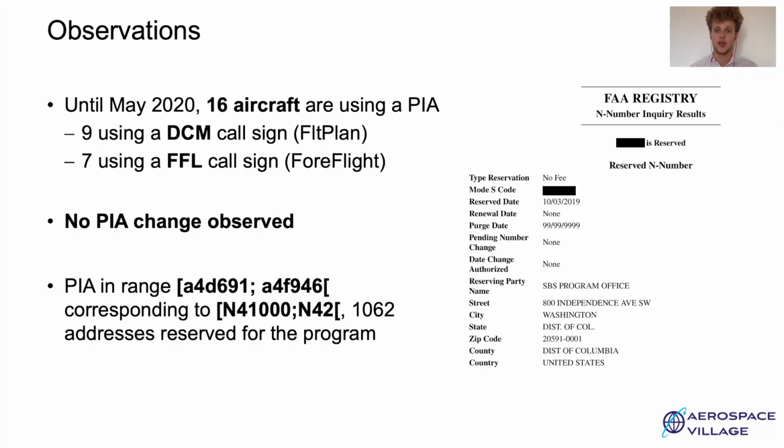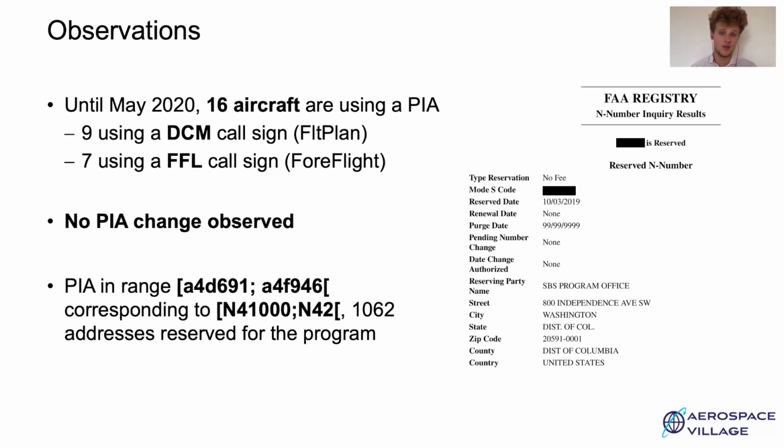From the beginning of the year, we observed the US airspace through the crowdsourced network OpenSky Network and detected that 16 aircraft are using a PIA address. 9 of them are using a DCM call sign and 7 of them are using a FFL call sign. Those are two distinct sets of aircraft. We observed the aircraft changing their ICAO address to a PIA, and some of them didn't even update their call sign. So that's trivial to track them, even if they wanted to enroll in this privacy program.